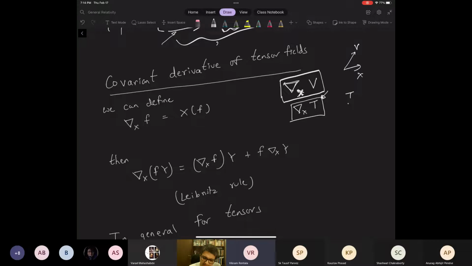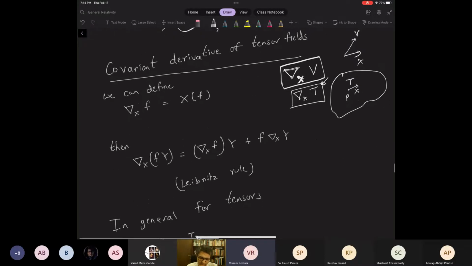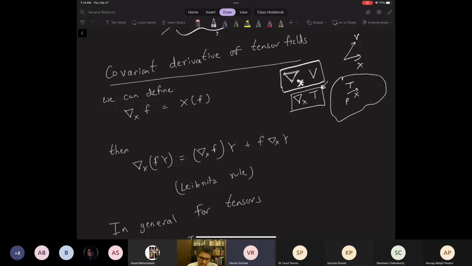some tensor at the point P, or some tensor field, which is over the entire manifold. We can talk about the derivative of this tensor field along the x direction at the point P. So we're going to generalize this idea of taking this affine connection or covariant derivative to derivatives on tensor fields rather than just on vector fields. Okay, so we'll start with something rather simple. We'll start with just defining the action on a scalar field.